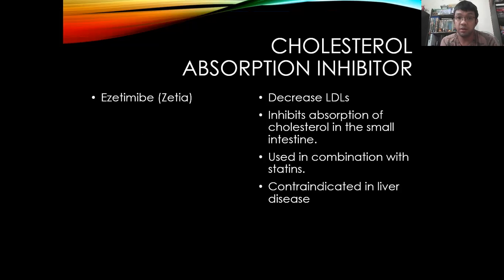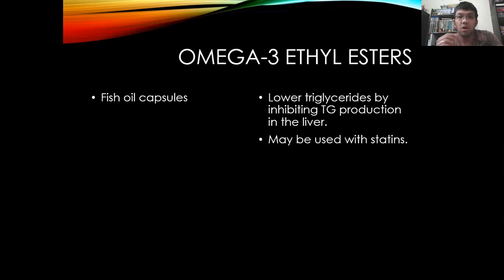Cholesterol absorption inhibitors. They decrease the bad cholesterol, the LDLs, and inhibit the absorption of cholesterol in the small intestines, like ezetimibe or Zetia. It's used in combination with the statins. Again, this is contraindicated to patients who have a liver disease. Omega-3 ethyl esters or fish oil capsules lower triglycerides by inhibiting triglyceride production in the liver, and they can be used with statins. If you have been watching advertisements about fish like tuna that contains omega-3, it's good for the heart. This is the reason behind it, because they lower triglyceride levels.